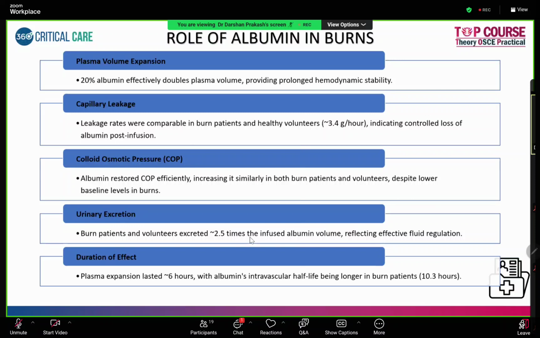Capillary leakage was comparable when seen in patients with burns or in healthy volunteers. So there will be capillary leak, and whether use of albumin can prevent this is still debatable. Definitely, it will maintain colloid oncotic pressure. Definitely, it will help in maintenance of intravascular volume, thereby preventing occurrence of acute kidney injury. But these things have still to be proven in larger populations. Most importantly, we need to remember that plasma expansion whenever albumin is given is for a specified period of time, roughly around 6 hours.